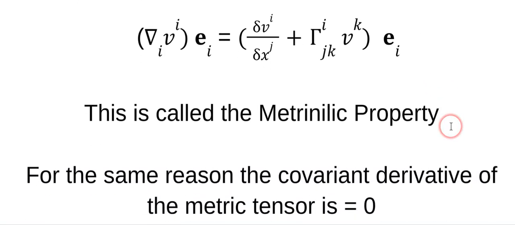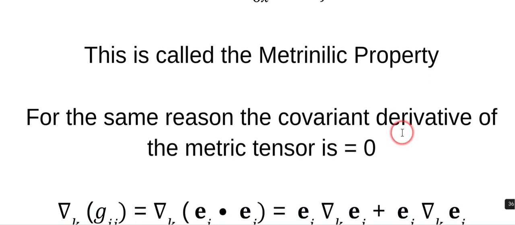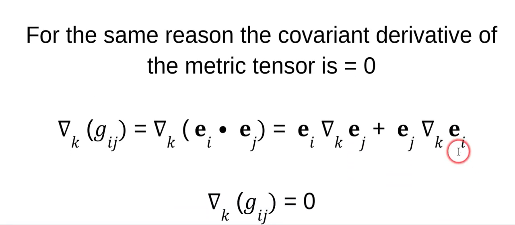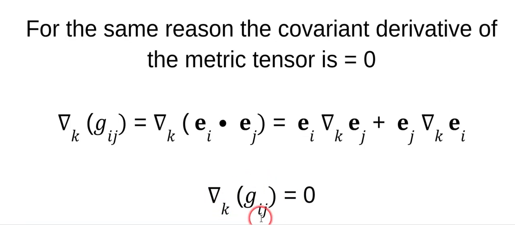For the same reason, the covariant derivative of the metric tensor is zero. Let's look at the tensor. So we have the covariant derivative of the metric tensor g_ij. What is the metric tensor? Well, it's the inner product of the basis vectors. Once again, we have a product, so we do the product rule: first times derivative of the second plus the second times derivative of the first. Well, we just showed what this is, right? This is zero, and that's zero. So the whole thing is zero. So the covariant derivative of the metric tensor is also zero for the same reasons we just showed above.